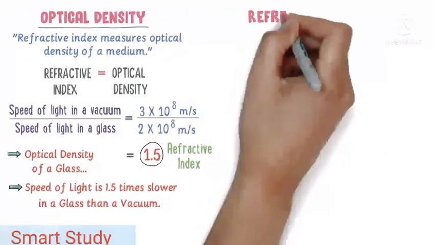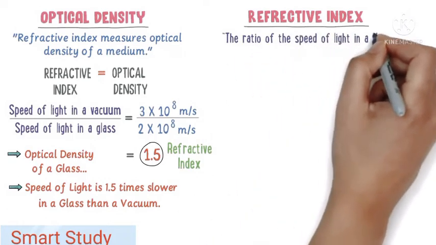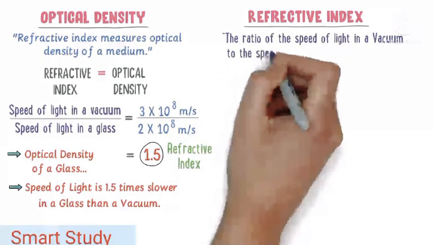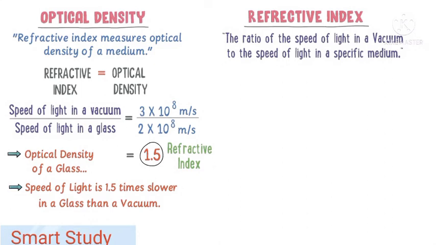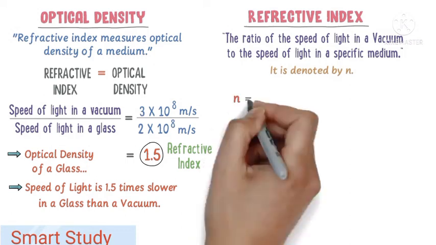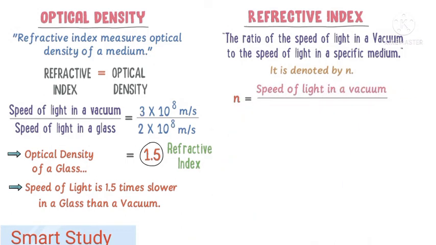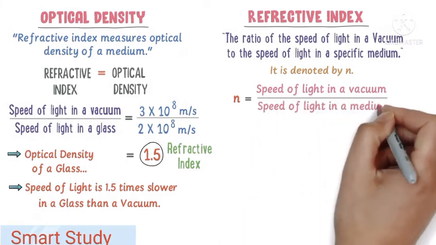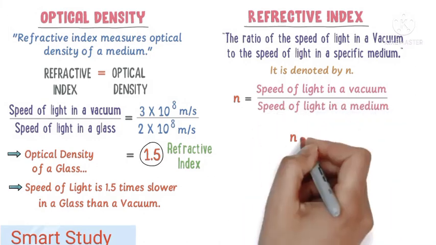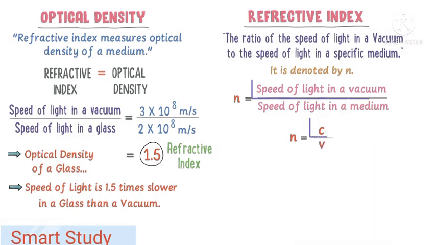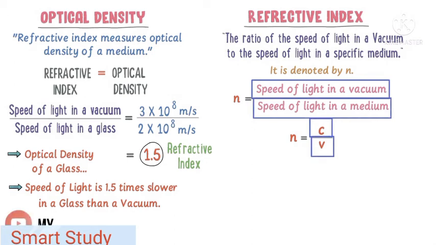Therefore, we define refractive index as the ratio of the speed of light in a vacuum to the speed of light in a specific medium. It is denoted by n. Mathematically, we write refractive index is equal to speed of light in a vacuum upon speed of light in a specific medium, or n = c/v, where c is the speed of light in a vacuum, which is a constant value, and v is the speed of light in a specific medium like glass, water, etc.